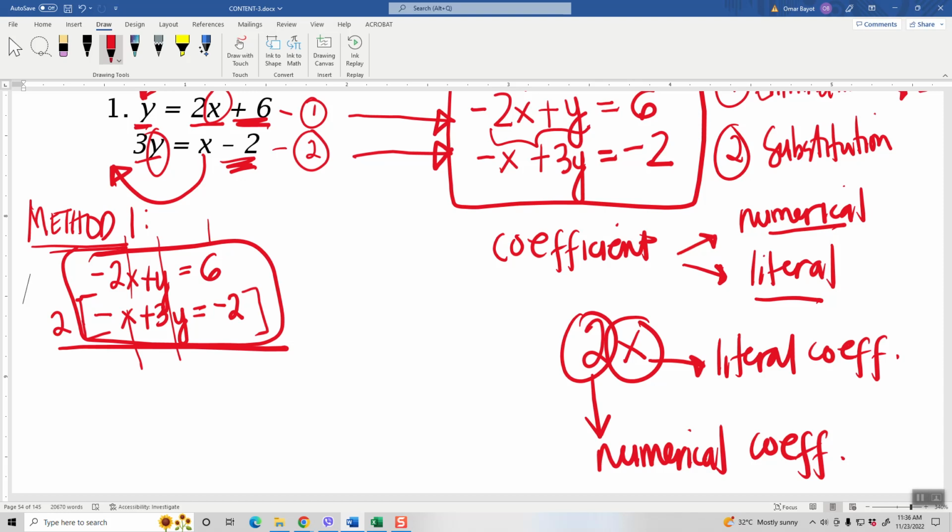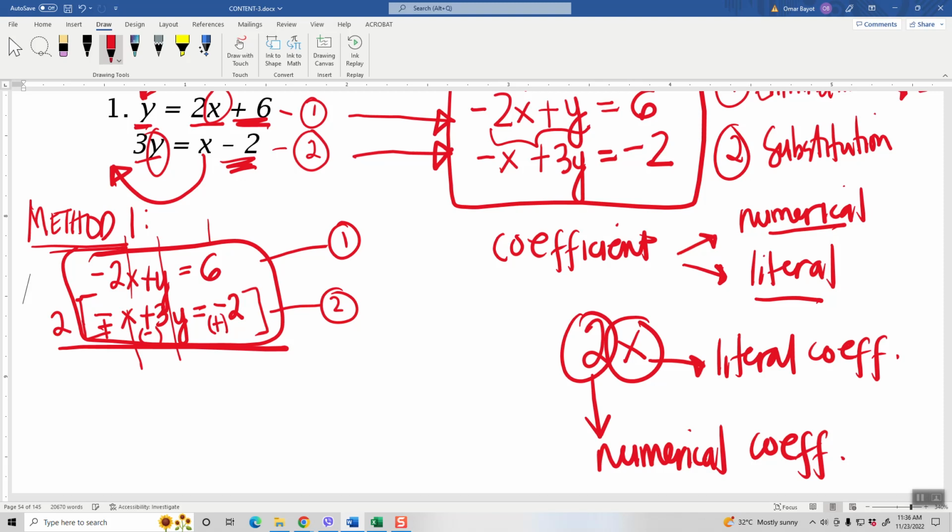Meaning to say, equation 1, I'm going to perform subtraction by performing equation 1 minus equation 2. Okay? So kung minus siya, class, you have to make sure to change the signs below. So that from negative x, that will become positive. Positive 3y becomes negative. Ang negative dito magiging positive.